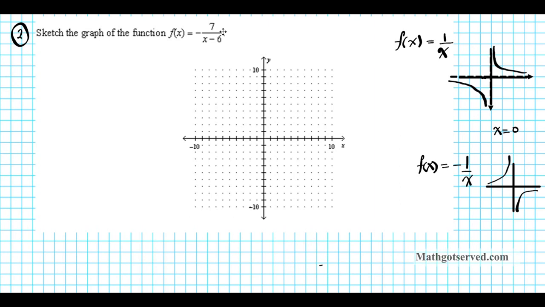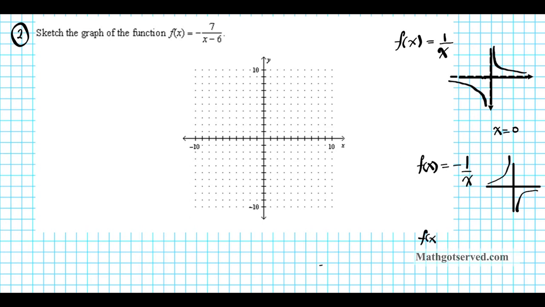Now, how about this 7 right here? This 7 basically means the dilation along the y-axis. It just stretches it up or down vertically. So that doesn't have significant impact on the look of the graph. But this x minus 6 is important. This x minus 6 is a shift along the x-axis, all right? So since it's x minus 6, we're going to do the opposite. That means you're going to shift 6 units to the right.